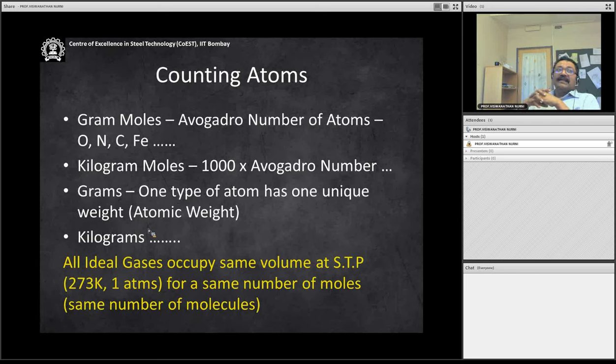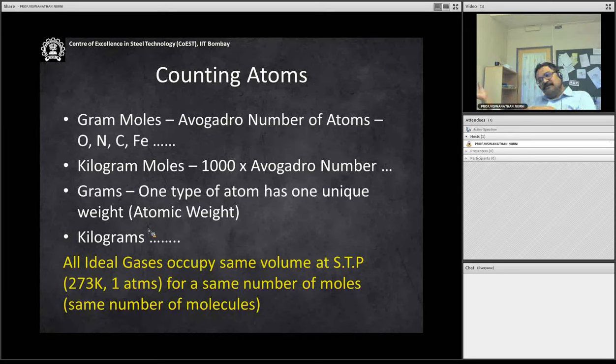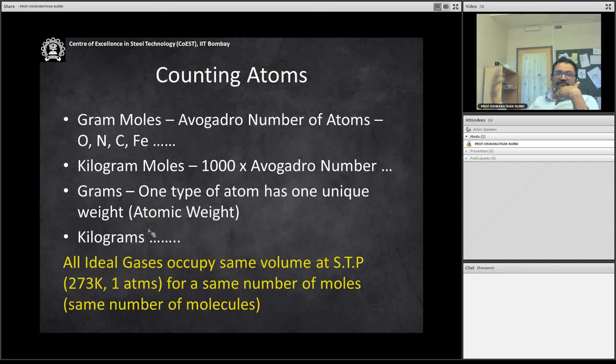So hence, we can count in terms of Avogadro number, or we say we are counting using gram moles. It's another way of expressing the number of atoms. Of course, we can also multiply by 1000 and call it kilogram moles. And as I told you, you can count in weight itself because each atom has a unique weight. So you can always convert gram moles to grams or kilograms by multiplying by the weight of one atom. And Avogadro number of atoms weigh the atomic weight. So you can convert from number to weight, etc. So this is what we are going to do when we say material balance.